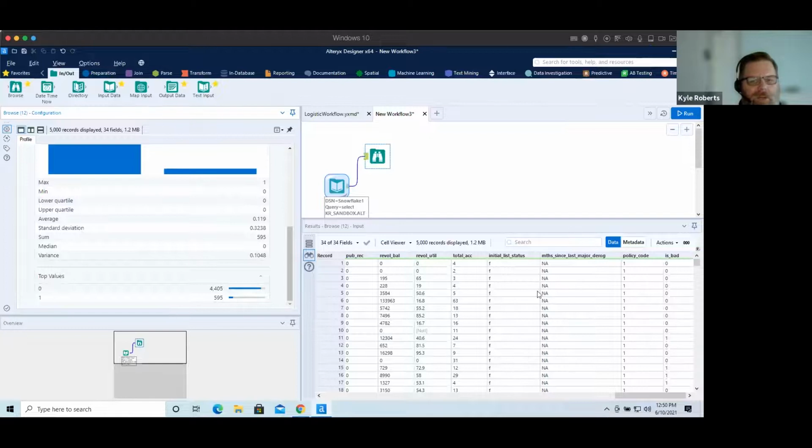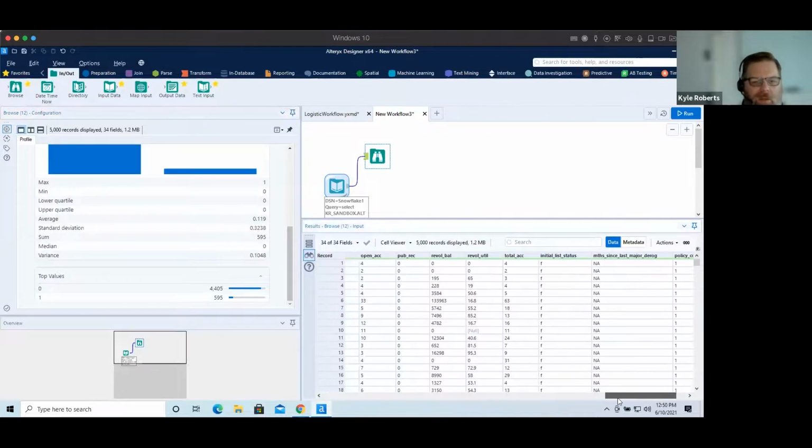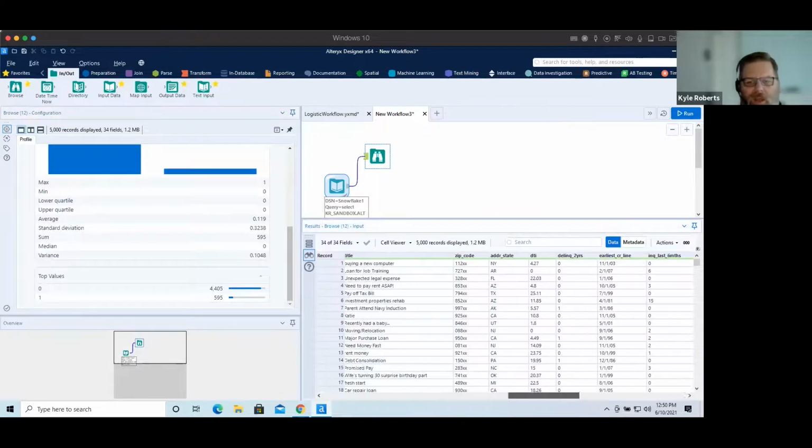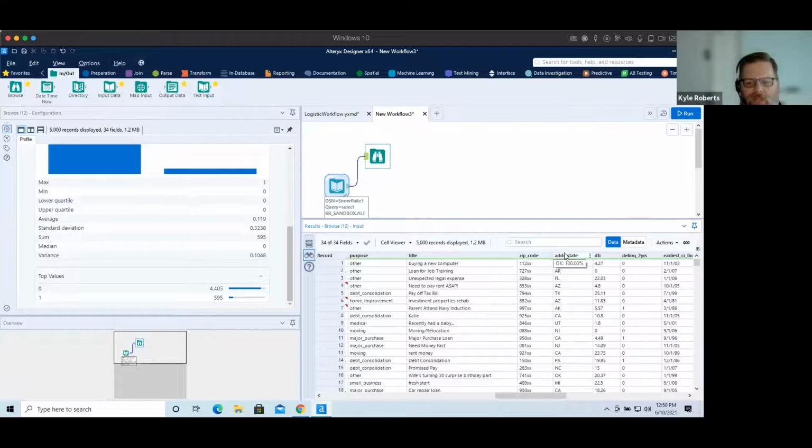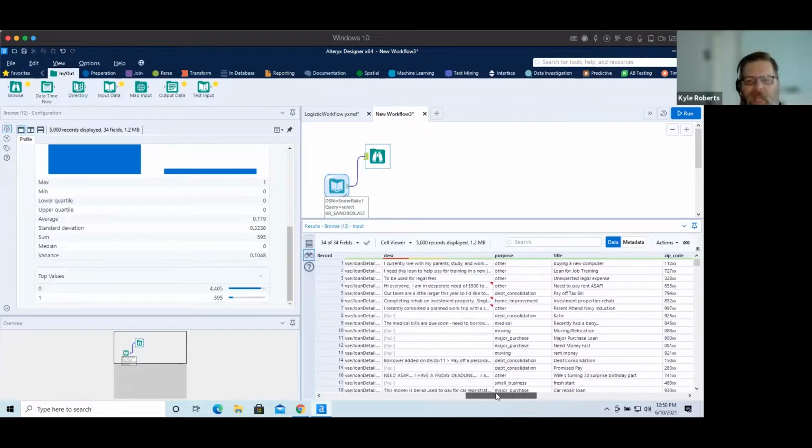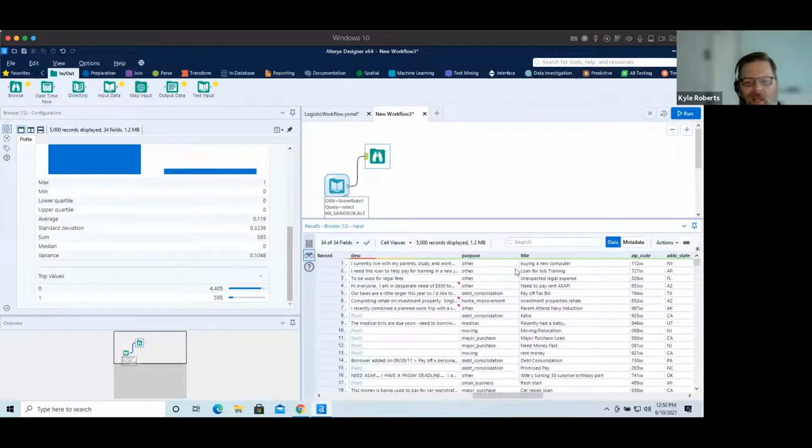Based on all this information that we have about these loans, we want to try to predict how we can know if a loan is going to be bad or not. A lot of the variables are pretty fun. We have information about the zip codes, the address, the state it came from. We have information that we can't use inside of Alteryx, like the title of what they want to do, buying a new computer. That would be too difficult; we'd need to use some NLP in order to do that.